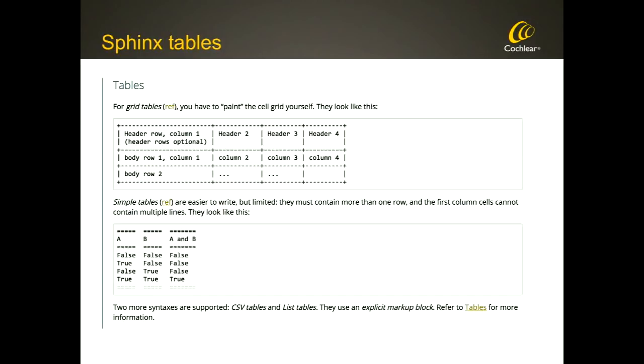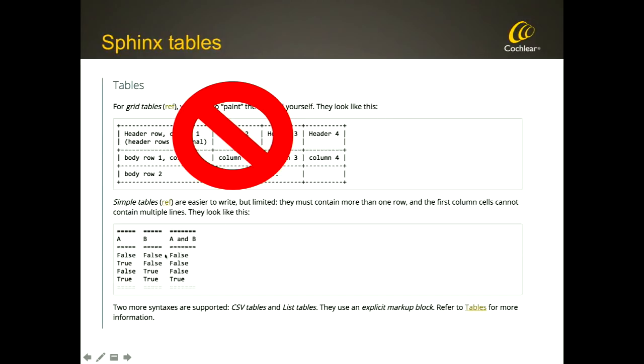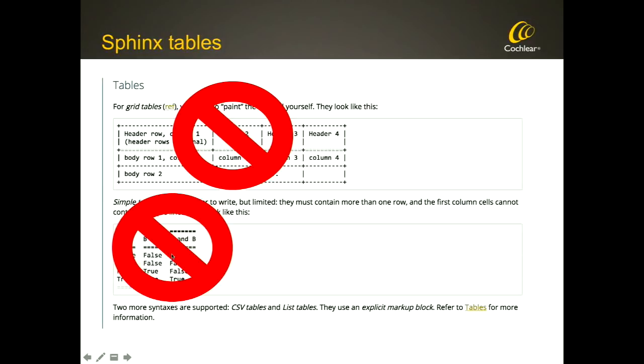And this first one, I thought, well, it looks a bit complicated for me to build in my script, so I don't want to do that. They have these simple tables, but that's a bit hard if you've got quite a lot of words in each column, so that wasn't good. So instead, they have these other nice things, CSV tables and list tables, so I decided to use list tables.